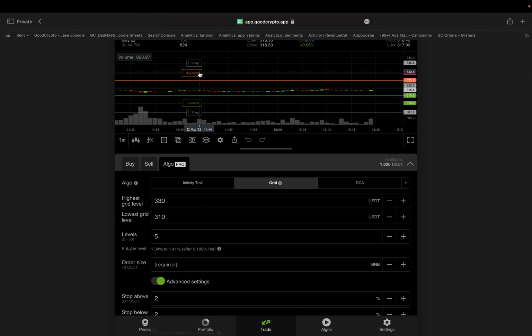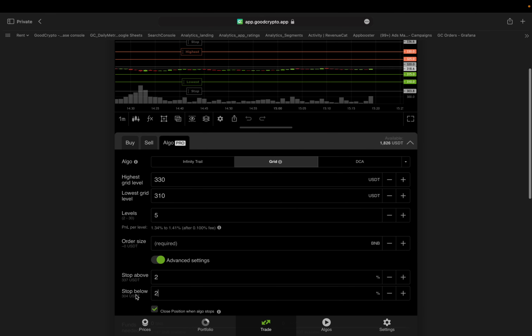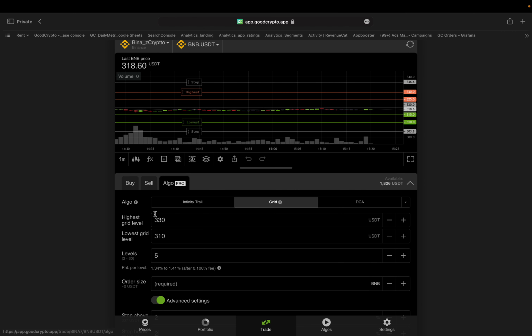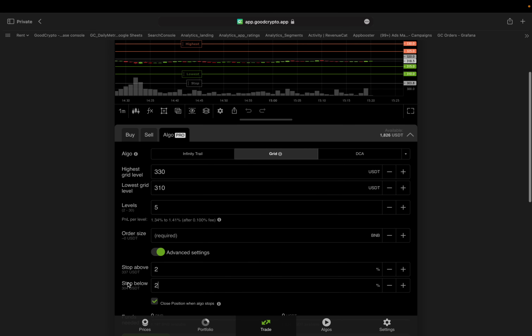So we take the highest grid level and go up 2% and set a stop here. And in the same way, we do it for the lowest grid level. So the stop below is also at 2%. That means that we take 2% of this price and set a stop here. Here are the price levels, so it's easier for you to eyeball where the stops will be.